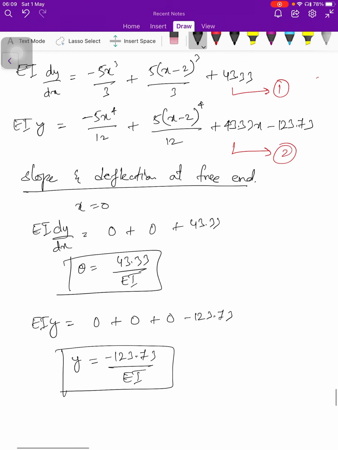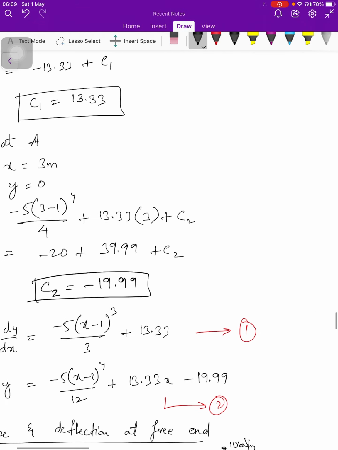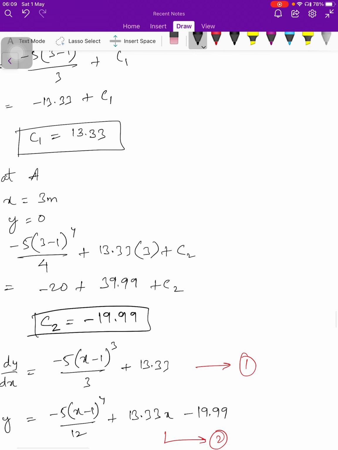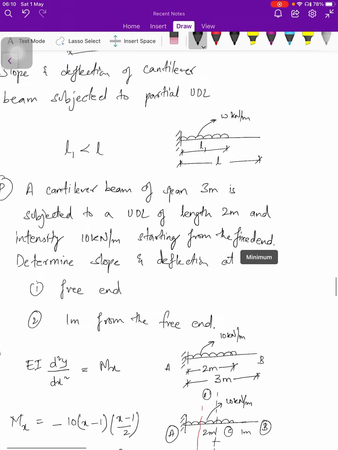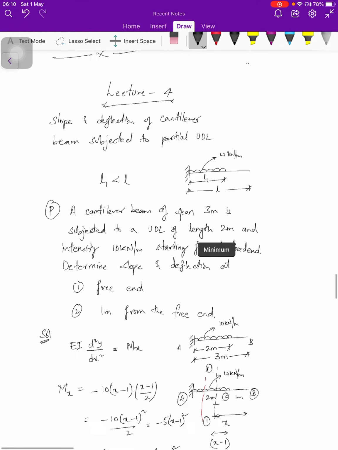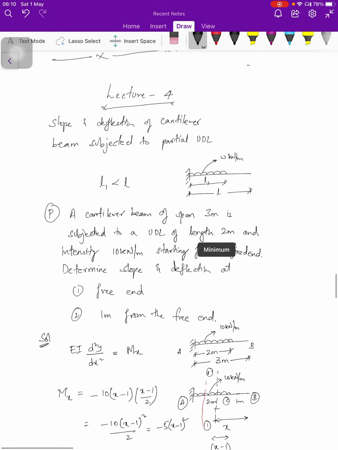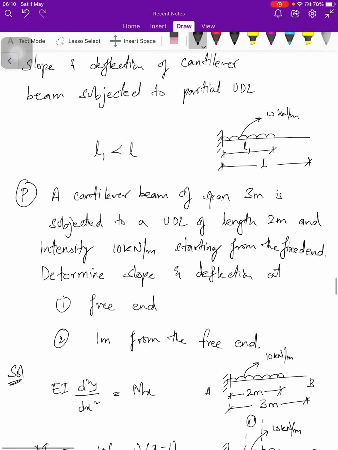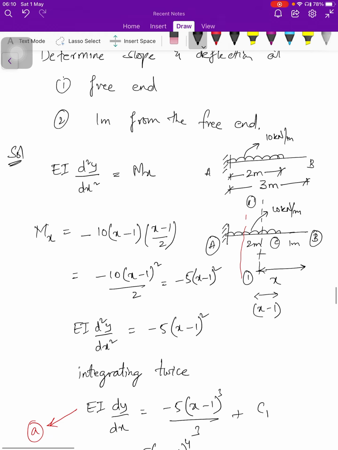So we'll just revise what we have studied today. We have studied two cases, problems of two cases which are partially loaded spans. In the first case, the UDL was starting from the fixed end and it was ending before the free end. So this was the first case. A cantilever beam of span 3 meters subjected to UDL of 2 meters length of intensity 10 kN per meter starting from the fixed end, and determine the slope and deflection at the free end and 1 meter from the free end. So this is EI d square y by dx square is equal to Mx. This is the governing equation.